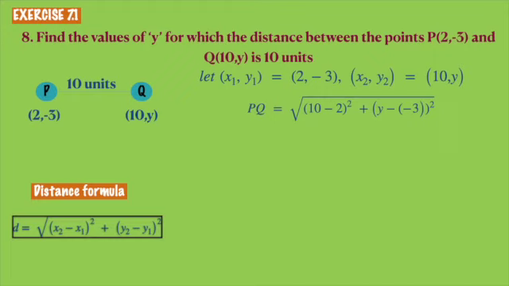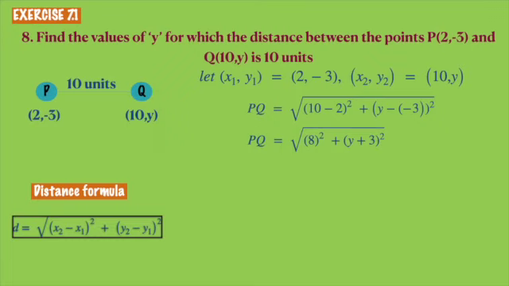PQ is the distance between the two points P and Q, and it is equal to square root of (x2 minus x1) whole square, where x2 is 10 and x1 is 2, so (10 minus 2) whole square, plus (y2 minus y1) whole square, that is (y minus of minus 3) whole square, because y1 is minus 3. On simplification, I get PQ is equal to square root of 10 minus 2 is 8 square plus y minus of minus 3 means (y plus 3) whole square. Therefore PQ is equal to square root of 8 square plus (y plus 3) whole square.